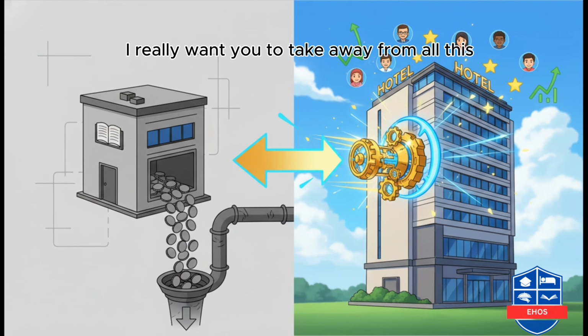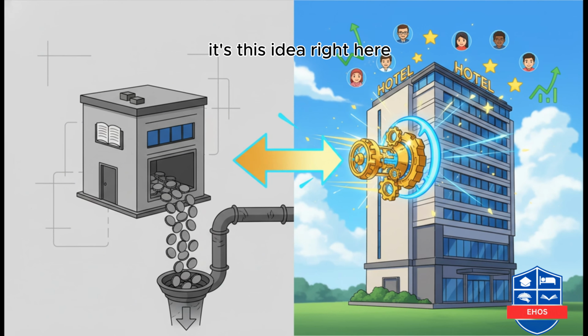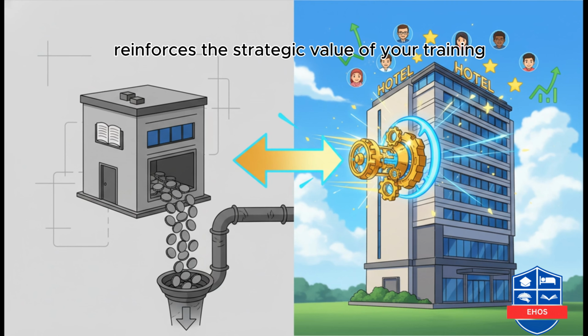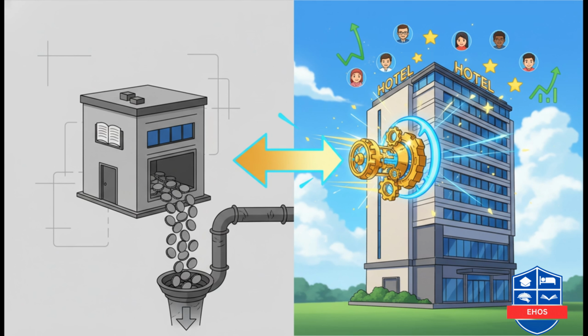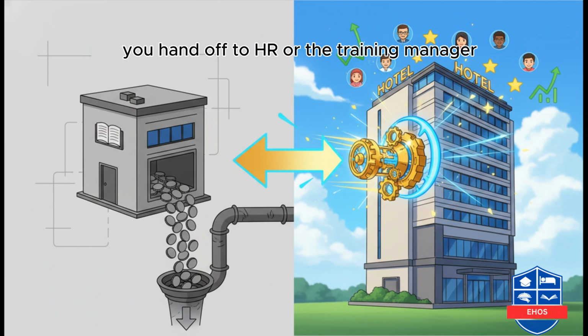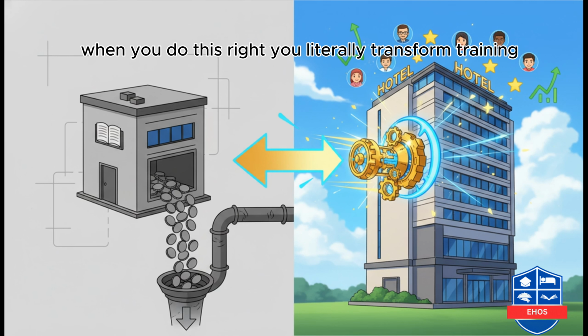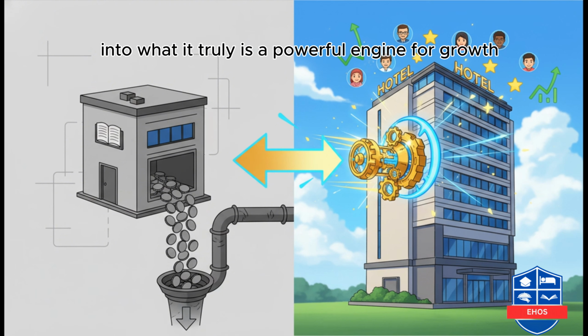So if there's one thing I really want you to take away from all this, it's this idea right here. Linking your objectives to these bigger outcomes reinforces the strategic value of your training. This means that setting objectives isn't just some administrative task you hand off to HR or the training manager. No way. It's a core leadership function. When you do this right, you literally transform training from something that feels like a cost into what it truly is, a powerful engine for growth.